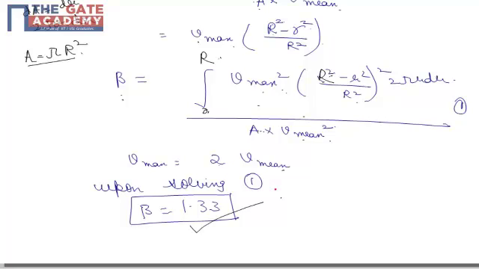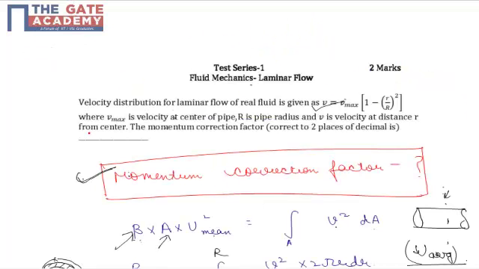I've told you the concept and I leave it upon you to solve this integral. It is a very simple integral, just involving quadratic terms. So students are advised to solve this integral by themselves and get the answer as 1.33. It is a numerical response type question. So the answer is 1.33, acceptable within the suitable range. Thank you.